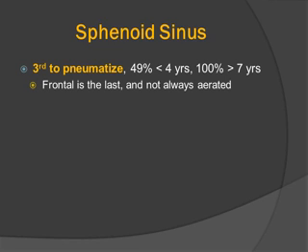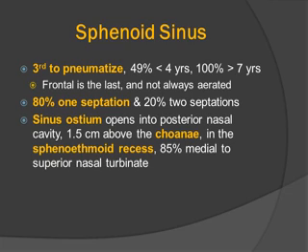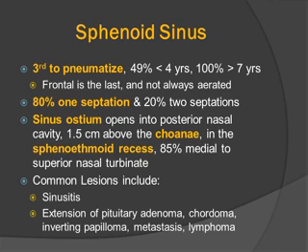The sphenoid sinus is the third to pneumatize. The frontal is usually the last and does not always become aerated. About 80% of the sphenoid will have a septation and 20% will have two septations. The opening of the sphenoid sinus is into the posterior nasal cavity, just above the choana in the sphenoethmoidal recess, usually medial to the superior nasal turbinate.